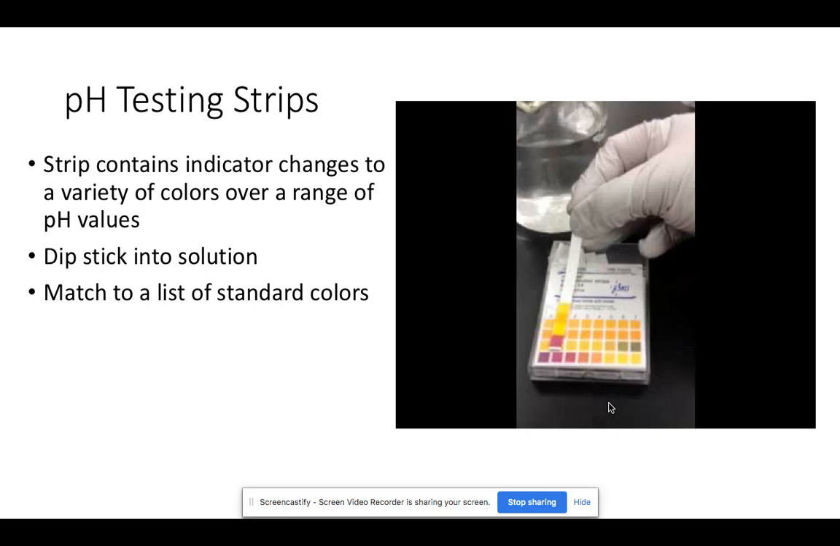pH testing strips are also an easy way to test pH. The strip contains an indicator that changes to a variety of colors depending on the pH value. All you do is dip the stick into a solution and then match to a list of colors on the container.